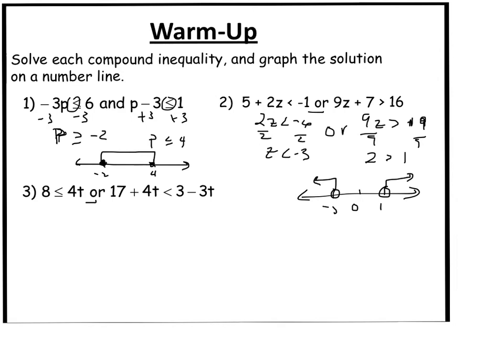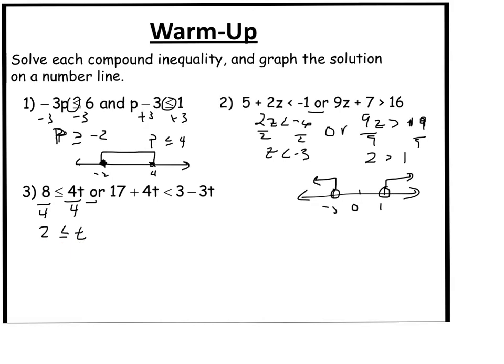Example 3, our variable's on the other side, but that shouldn't matter. We still solve. We keep the inequality in the same perspective and read from the variable on. So in the first example, the variable was on the left. So what we did is we said p is greater than or equal to -2. In this one, we're going to start at the variable, and t is greater than or equal to 2. We're going to go ahead and solve this one.